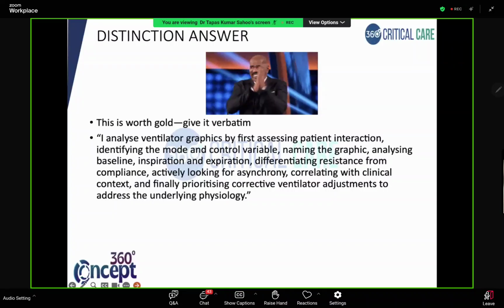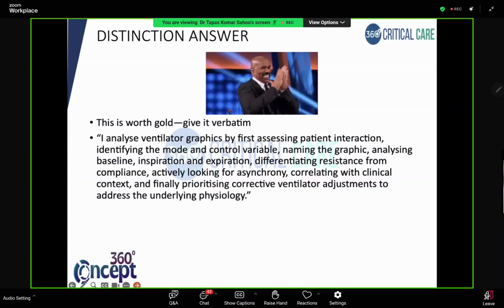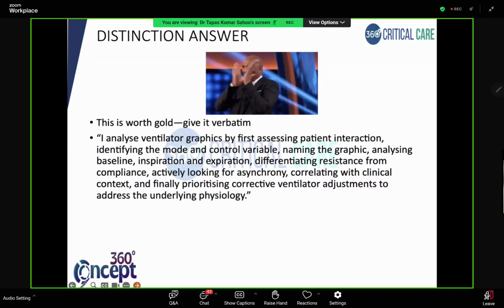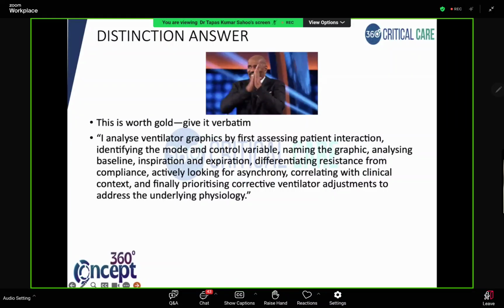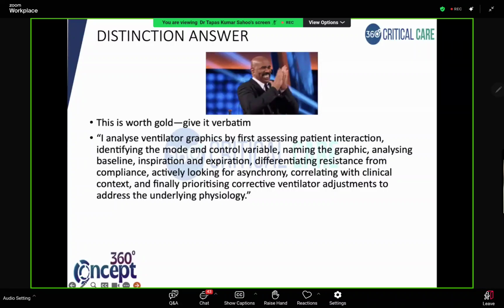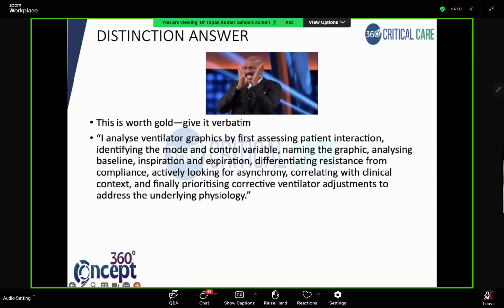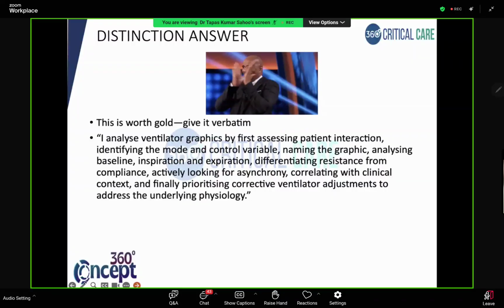If the examiner expects you to tell in complete sentences: I analyze the ventilator graphics by first assessing patient interaction, identifying the mode and the control variable, naming the graphic, analyzing the baseline, inspiration, expiration, differentiating resistance from compliance, actively looking for asynchrony, correlating with the clinical context, and finally prioritizing corrective ventilator adjustment to address the underlying physiology. Oof. This is something the examiner would stand up for, and you will be thinking that yes, you have got the gold medal.